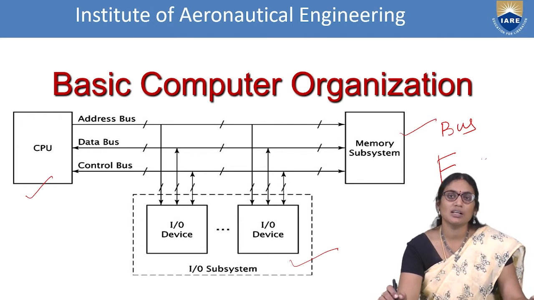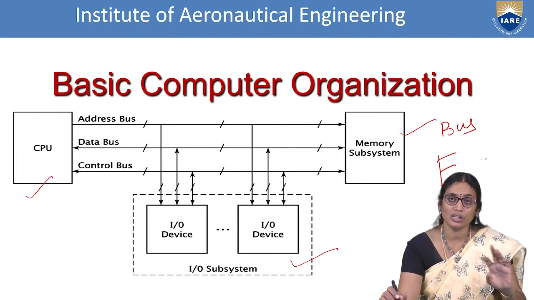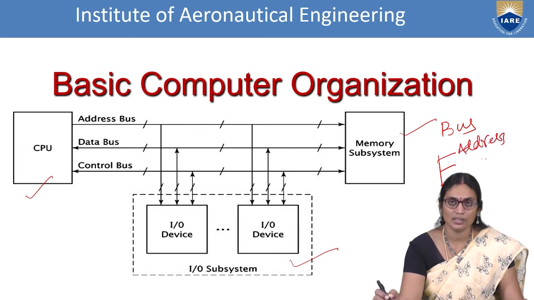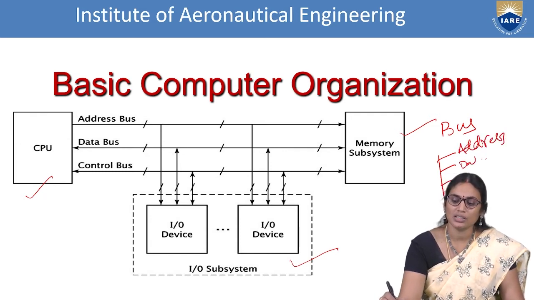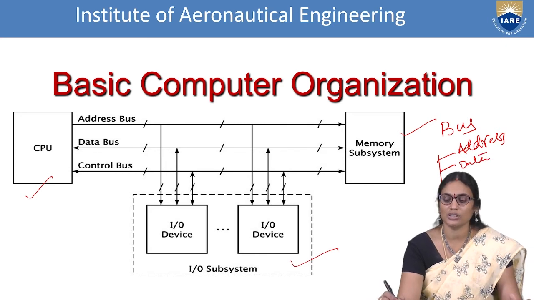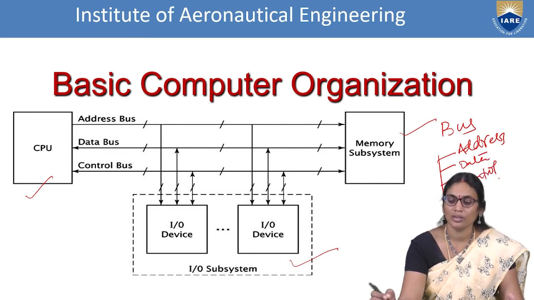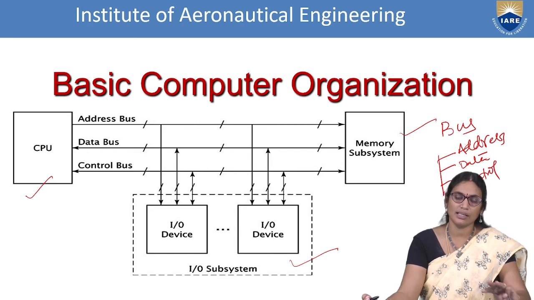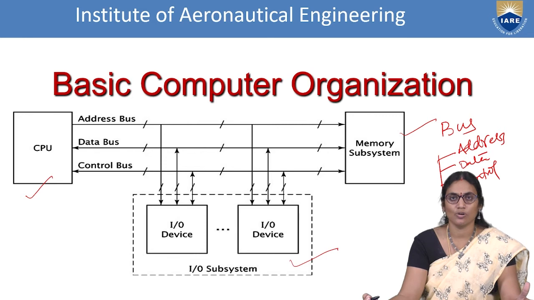Generally a bus is composed of three basic components or three types of buses. One is to locate, that is the address bus, and to possess, that is the data bus. What kind of operation, that is the control bus. It is a group of lines which communicates with each and every component internally in the computer, which possess three basic things: address bus, data bus, and control bus.